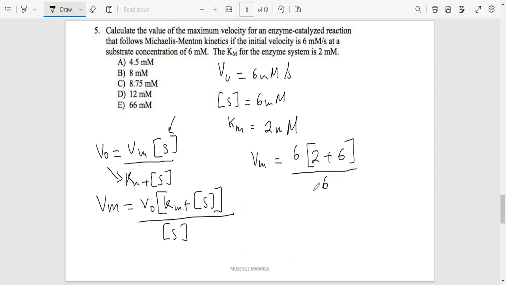So this is supposed to cancel the 6 and the 6 there. Now, let me double check my work. All right, this is okay. This 6 and this 6 are going to cancel. So then Vm is going to be 8 millimolar. So that is going to be it also for this one.